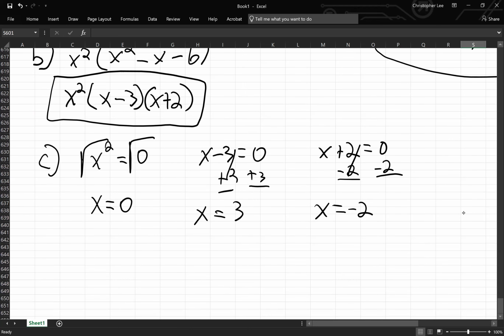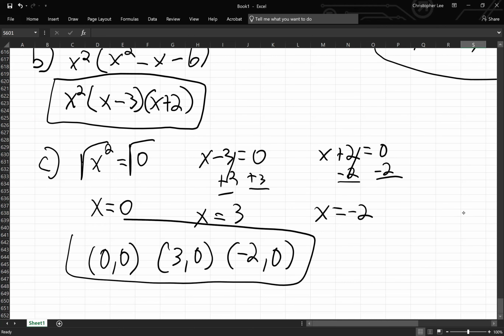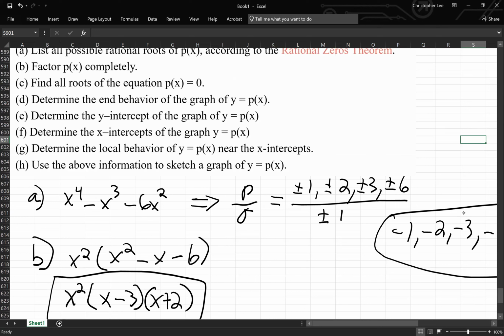So what are my roots? My roots are (0, 0), (3, 0), and (-2, 0). These are my roots. All right. Those are the roots. Let me go back up. I don't remember what D was.